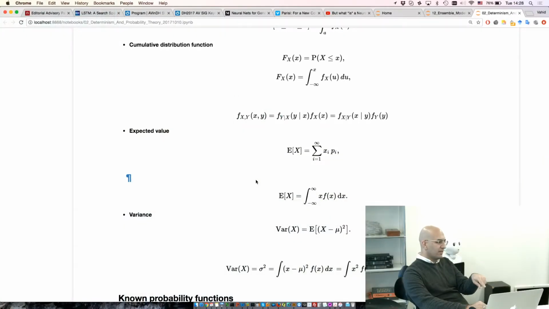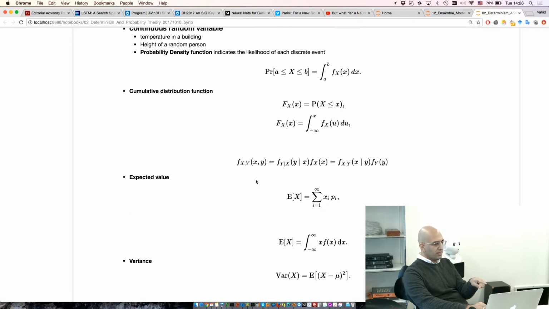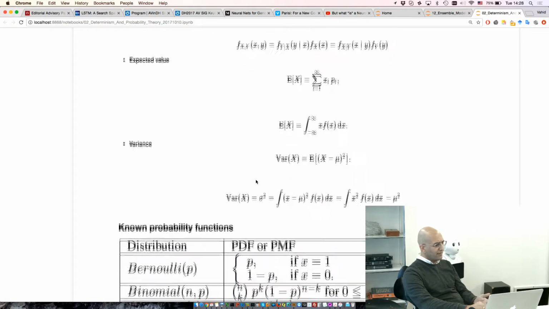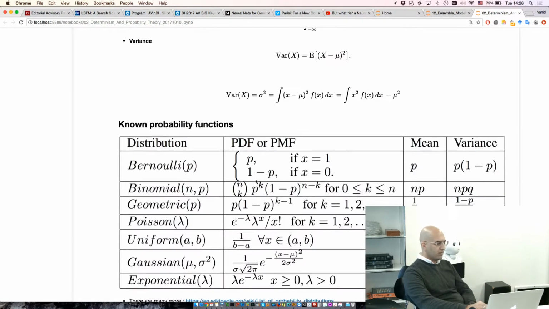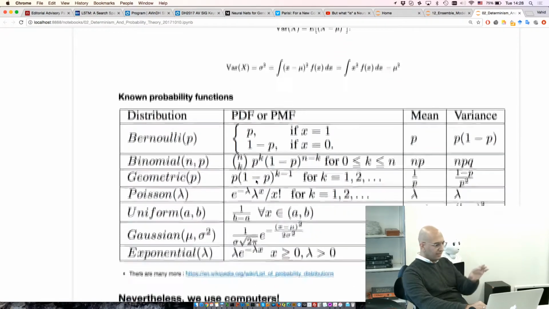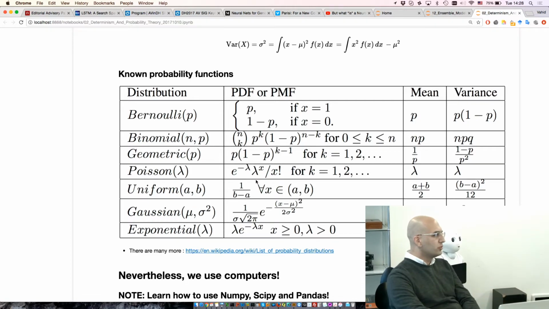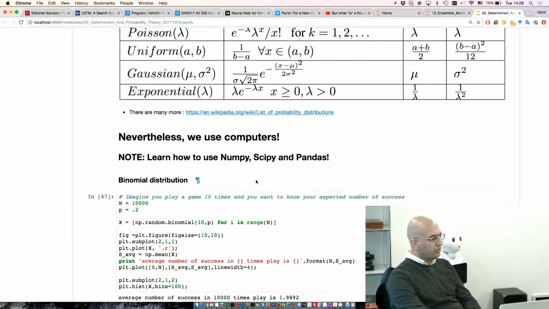Then I will go through these definitions. We have definitions of, for example, cumulative distribution functions, expected value, variance, and lots of known probability distributions. But I think you don't need to know these equations by heart. They are in principle useless to memorize, because we are using computers. In principle, you can use them easily.